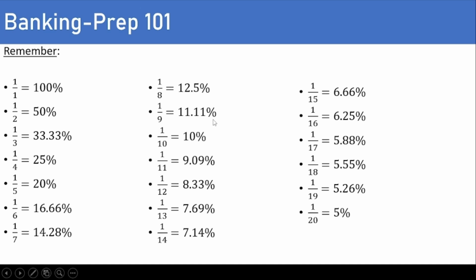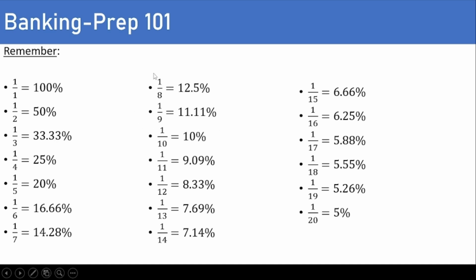1 by 9 is 11.11%. Now this forms a unique pattern. Like if you have 2 by 9, it's 22.22. You have 3 by 9 is 33.33. And 3 by 9 is what? 1 by 3. So 1 by 3 is 33.33%. So in this way, again, you formed a pattern.